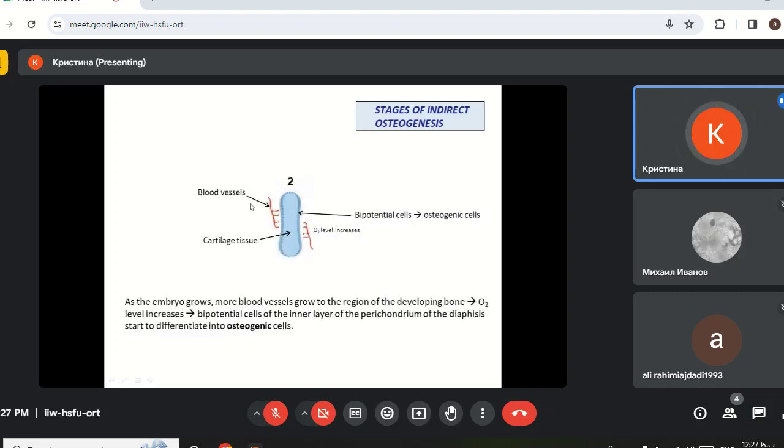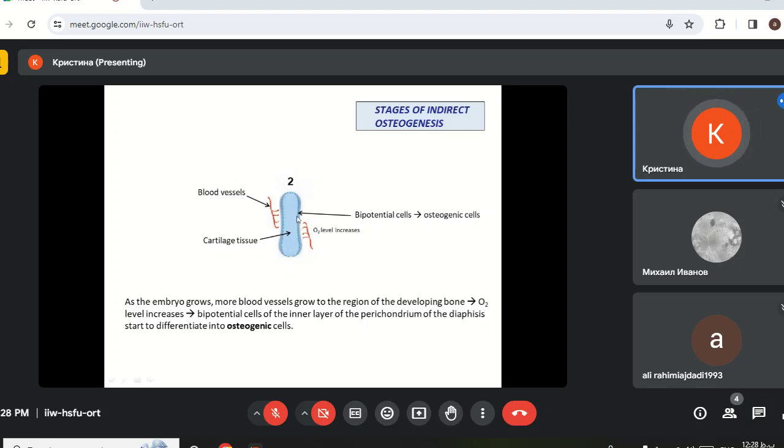Next, in this area of the developing embryo, a lot of blood vessels start to grow from other areas, and it causes the oxygen level to increase in this area surrounding our future bone. And this causes the bipotential cells of the inner layer of the perichondrium to differentiate into osteogenic cells instead of chondrogenic cells.